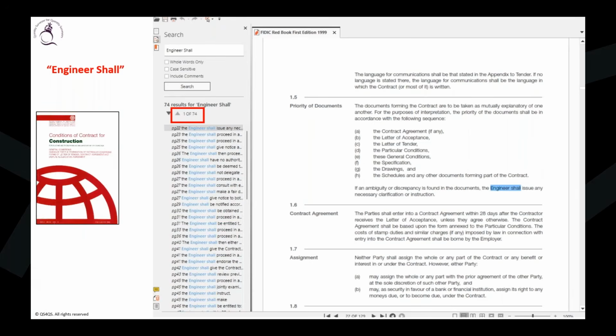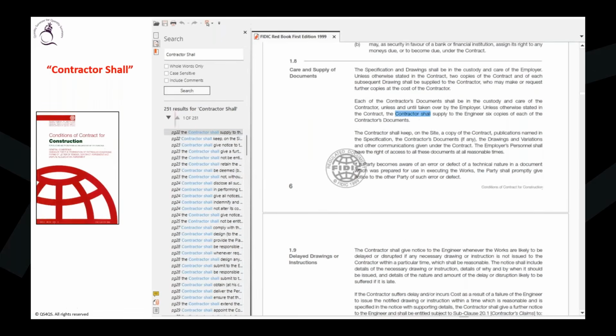Now, ultimately, engineers are working for an employer. So their obligations belong to the employer. These two belong to the employer. Now let's see the contractor shall. See how many. So working for a contractor, is it very important to learn the contracts?